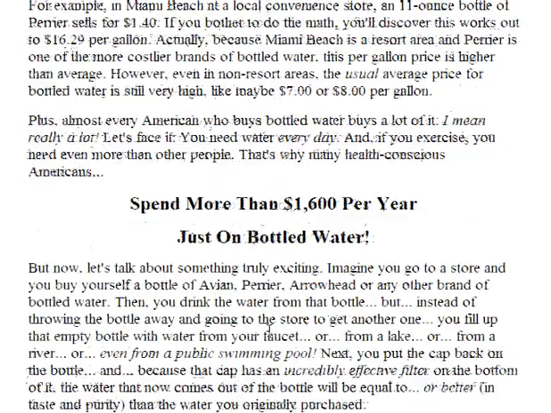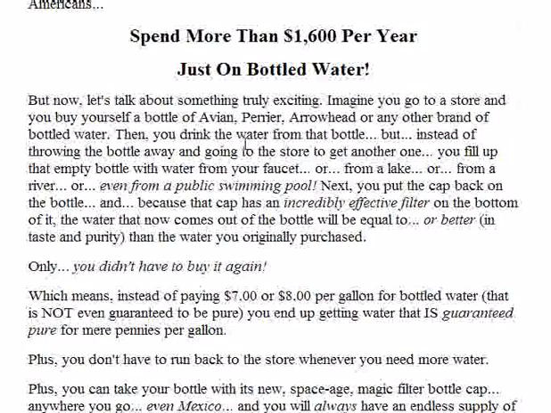Okay, so he's building the case now for the need for the product and showing you that this is a product that is already being used. People are already spending their money for the product. Okay, for just one bottle of water. But now let's talk about something truly exciting.